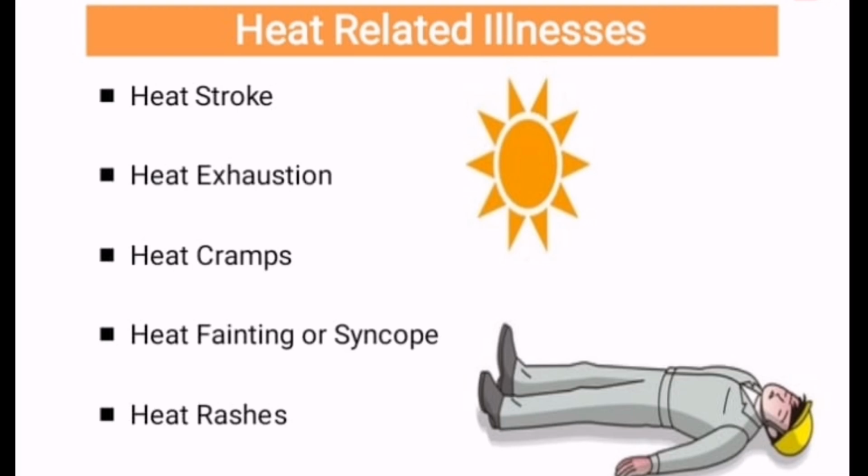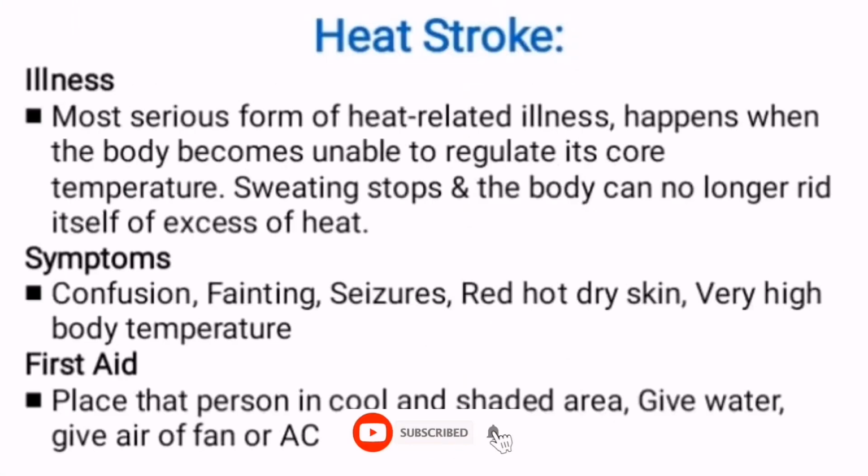like what the actual illness is, what the symptoms are, and how we can provide first aid to the person who is involved in that type of illness. The first one, heat related illness, is heat stroke. It is the most serious form of heat related illness. It happens when the body becomes unable to regulate its core temperature, sweating stops, and the body can no longer rid itself of excessive heat. There is not enough water in your body to automatically cool down its temperature.